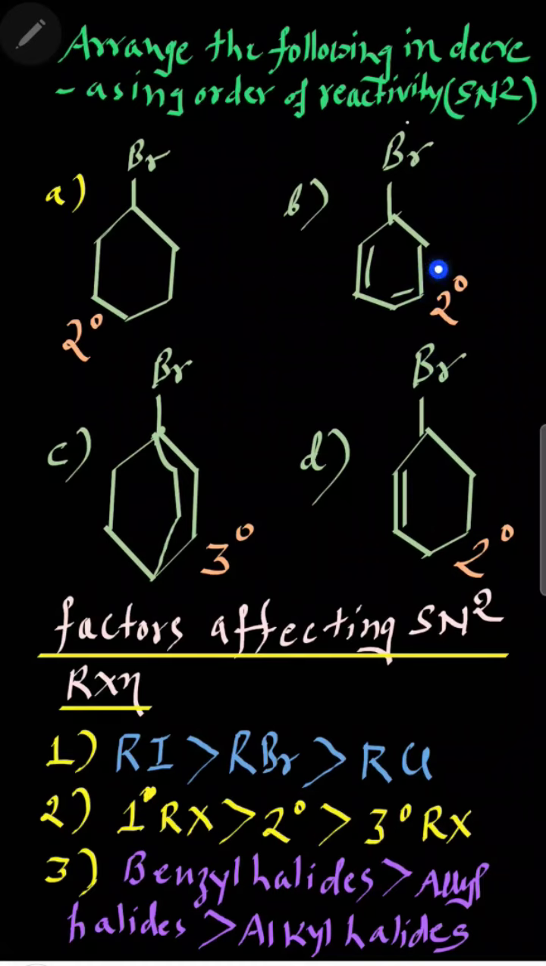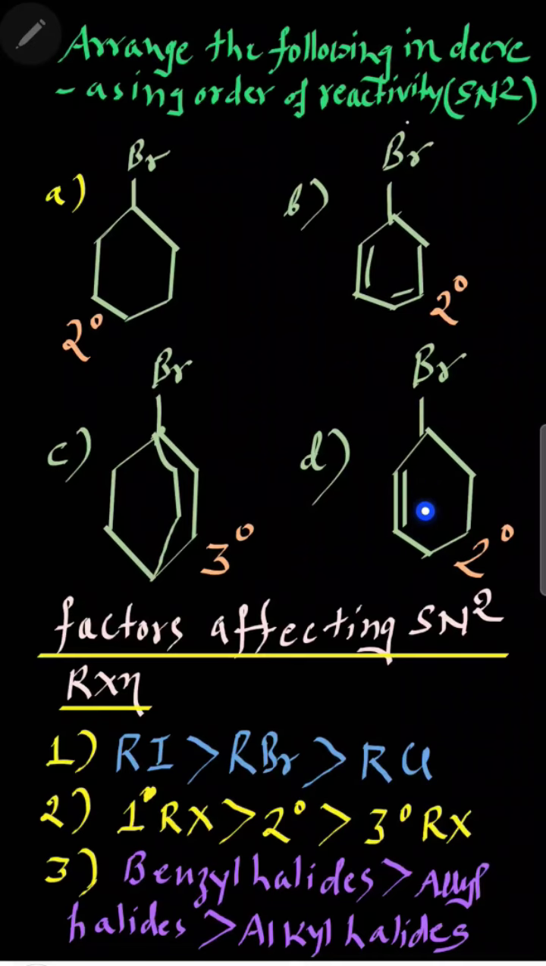So since this option B has two double bonds, it is a conjugated diene type of system. In that particular case, the pentavalent transition state which will form in the SN2 reaction would be more stabilized due to the delocalization of the electron, and this delocalization in the transition state weakens this C-Br bond. So this should be the most reactive, right?